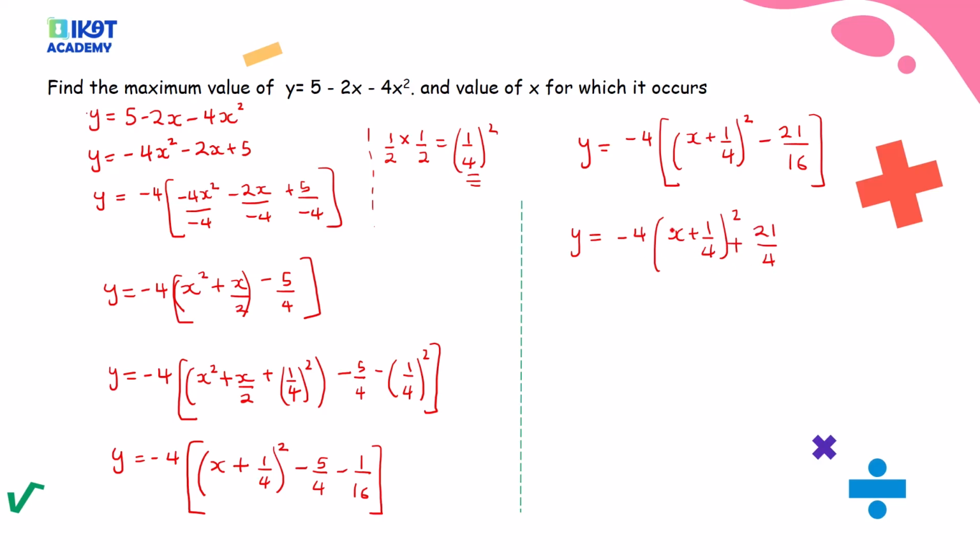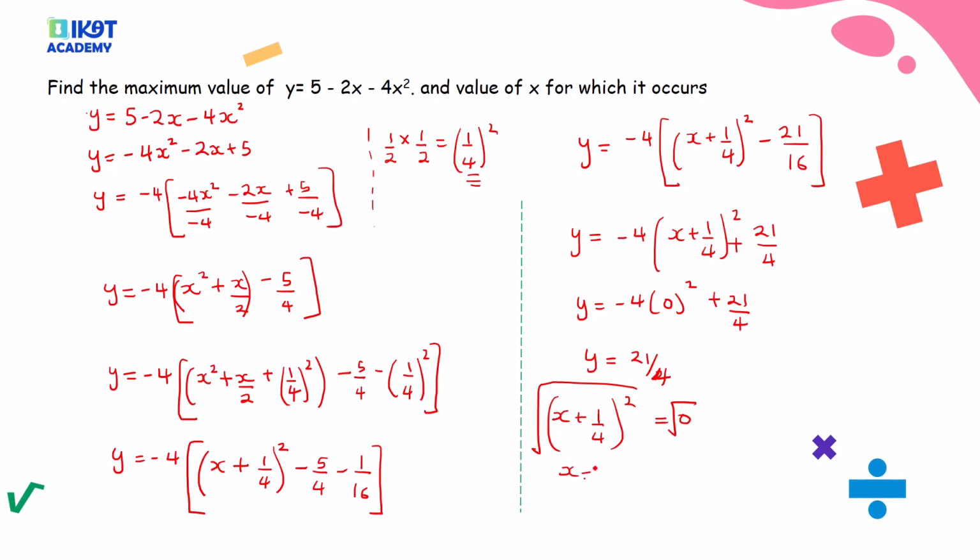But remember, for the maximum or the minimum value, this is equal to 0. So we have y is equal to negative 4 times 0 squared plus 21 out of 4. So the value of y is 21 out of 4. Now I want to find the value of x for which it occurs. x plus a quarter squared would be 0. So we find the square root on both sides. x plus a quarter is 0. So what's the value of x? Negative a quarter.